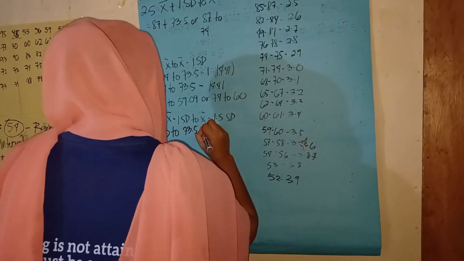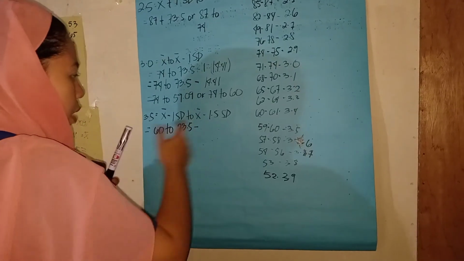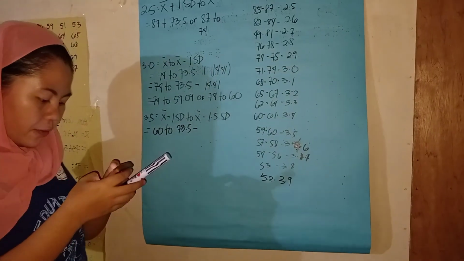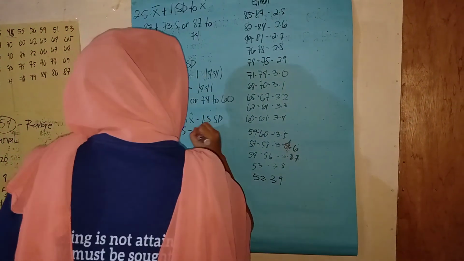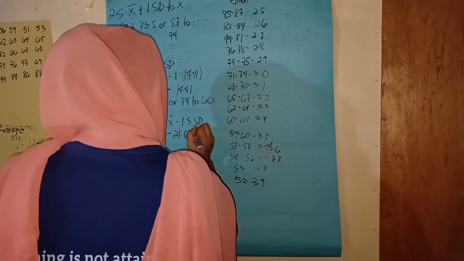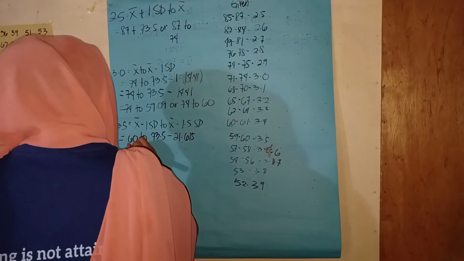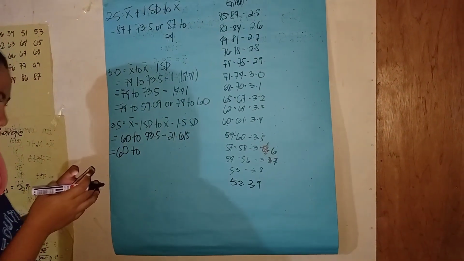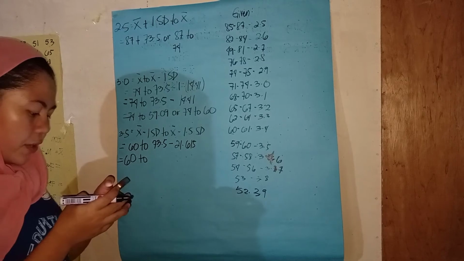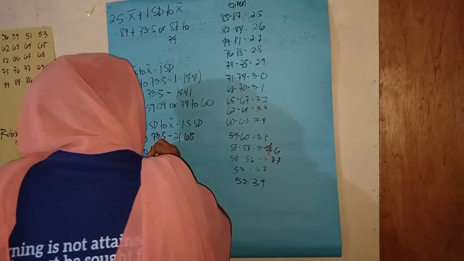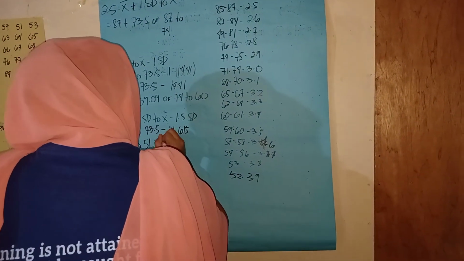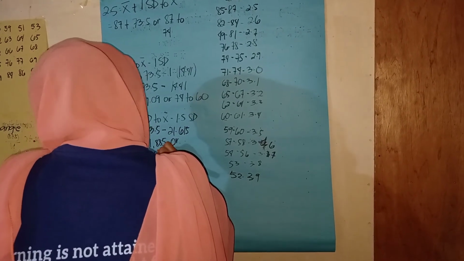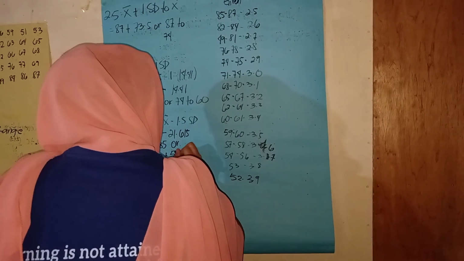So equals our given is 60 to our mean 73.5 minus our standard deviation 14.41 times 1.5 equals 21.615, equals our given 60 to 73.5 minus 21.615 equals 51.885, or 60 to 52.